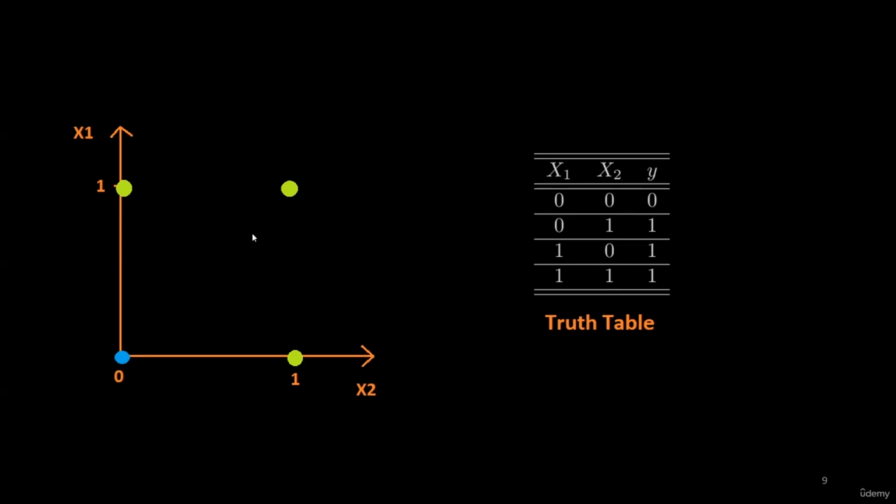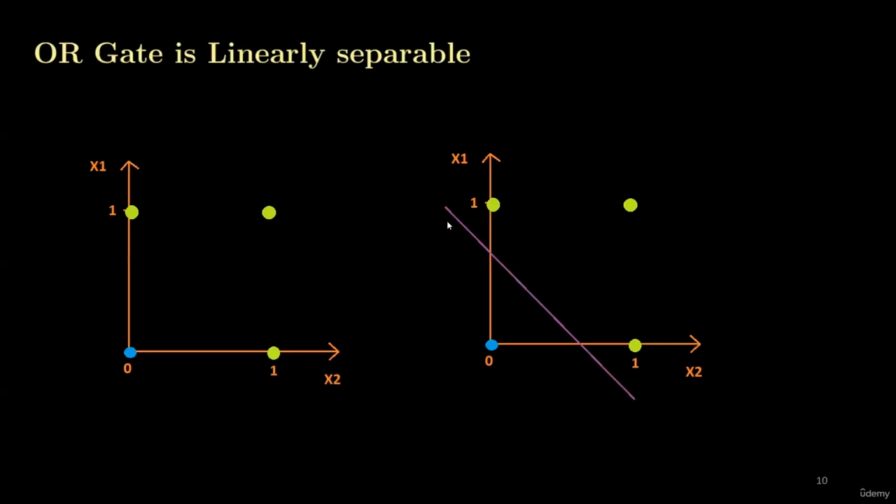Now the question is, can we draw a straight line in order to perform the classification? The answer is yes. We can draw a decision boundary in the form of a straight line that can separate class 0 from class 1. So in this case, we have learned that OR gate is also a linearly separable gate. That is, the data points in OR gate can be separated with the help of a straight line.